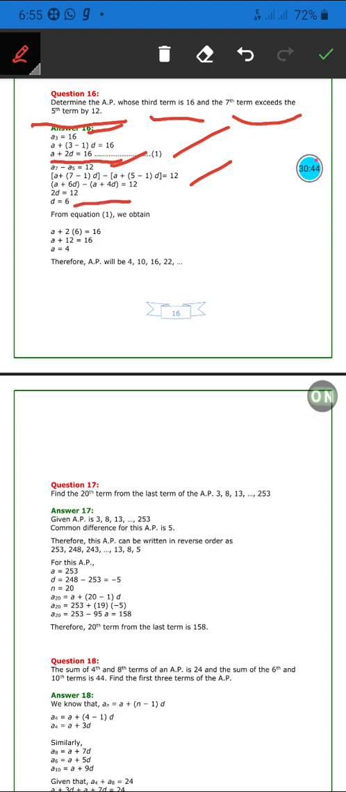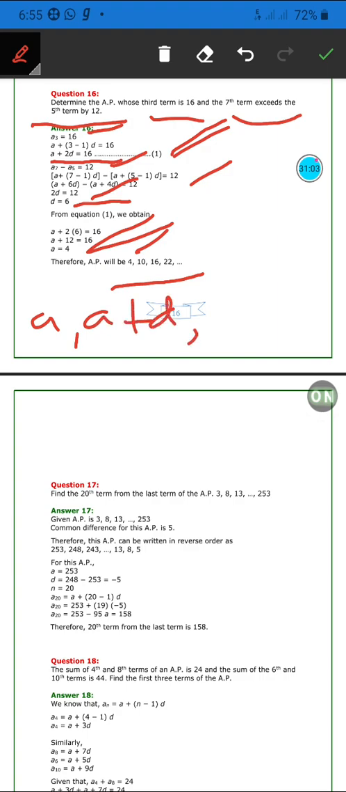So we get A value and D value, and we can write the AP easily. So the AP is 4, 10, 16, 22. What is that AP? AP means A, A plus D, A plus 2D. Already told in the first classes. So put the value of A and D and we get this AP.